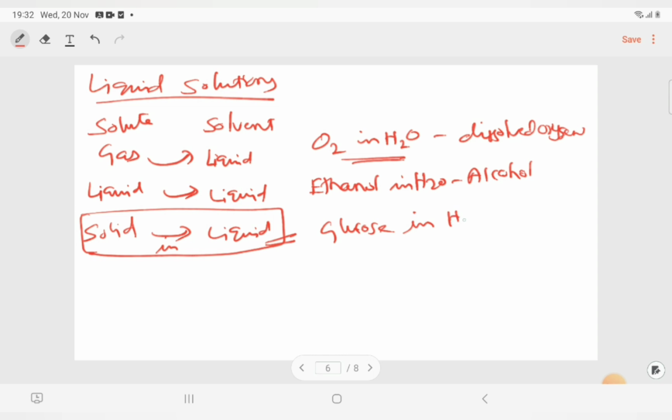Glucose in water or salt in water. Imagine different possible examples also, because sometimes even in board exams or in NEET exams, they used to ask some tricky questions. So whatever you study here, imagine different possibilities of mixtures of solutions, right? So, liquid solutions.